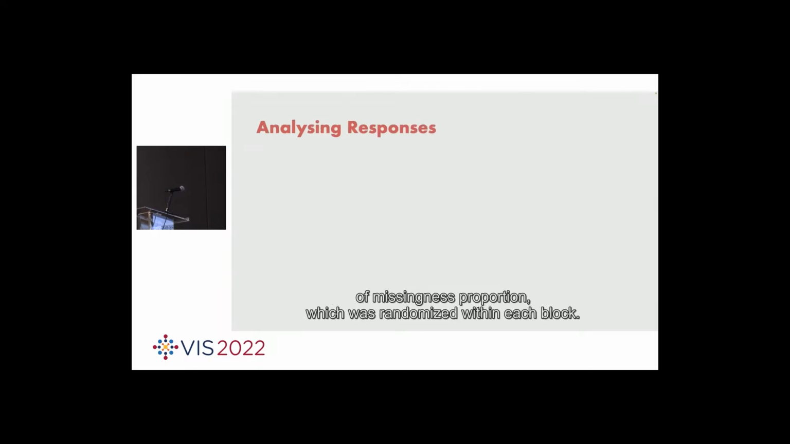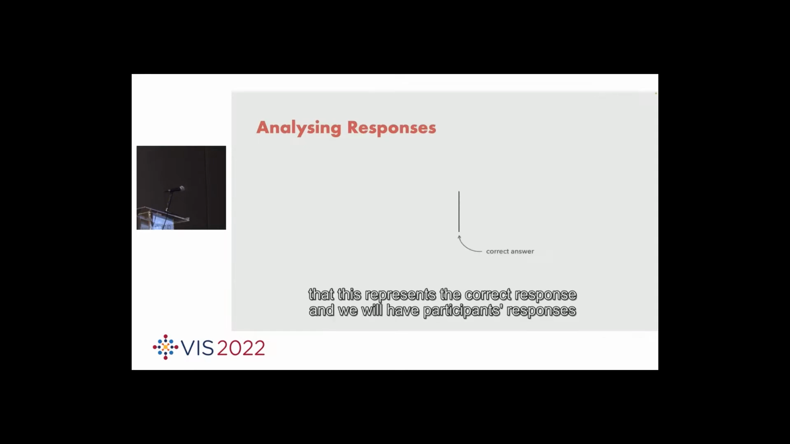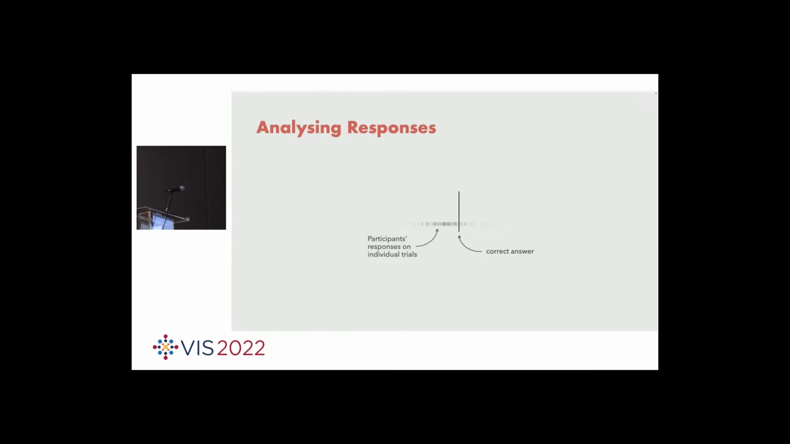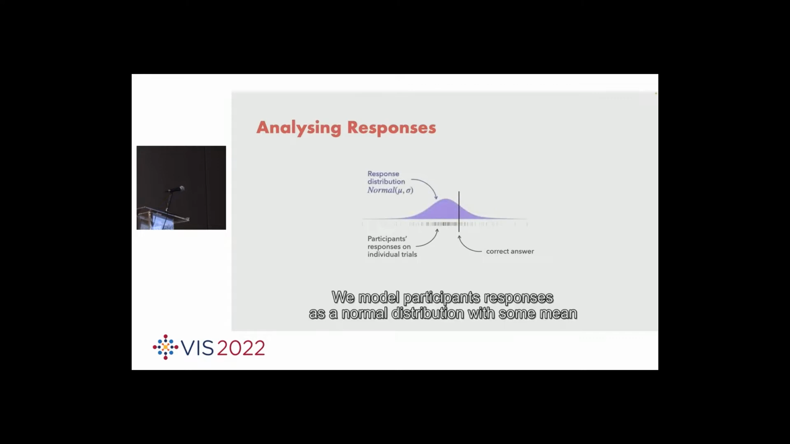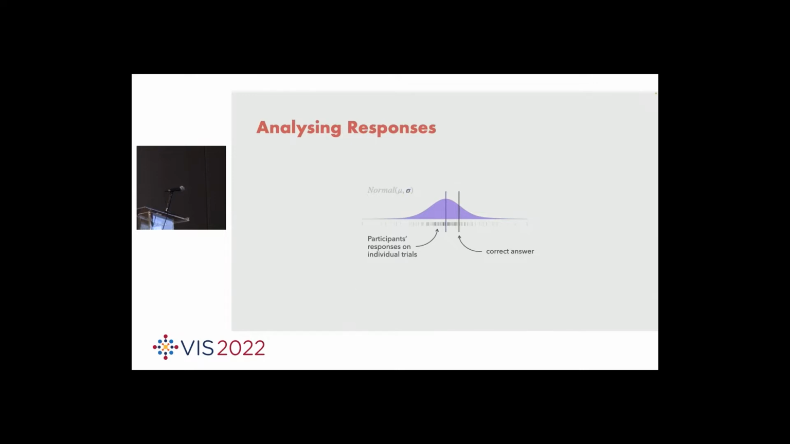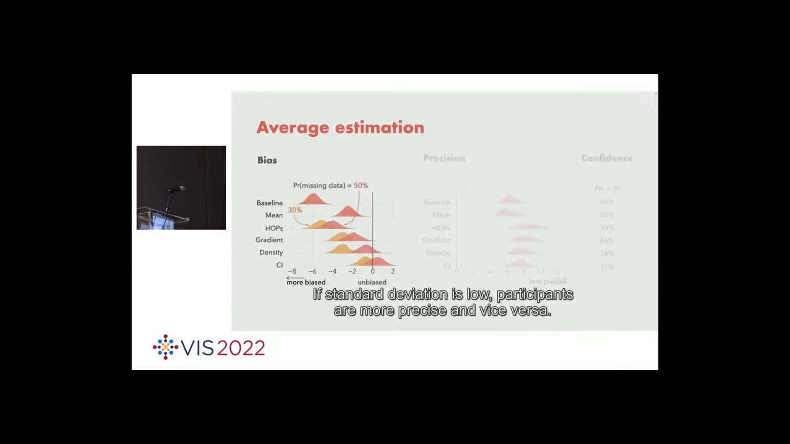To evaluate performance for a given representation, we use 2 metrics: bias and precision. To understand how we calculate these 2 metrics, consider that this represents the correct response, and we will have participants' responses which will be distributed around the set of possible values. We model participants' responses as a normal distribution with some mean and standard deviation. The difference between the estimated value of the mean and the correct response is the average bias in participants' responses. The standard deviation of the normal distribution indicates the precision of the responses. If standard deviation is low, participants are more precise, and vice versa.